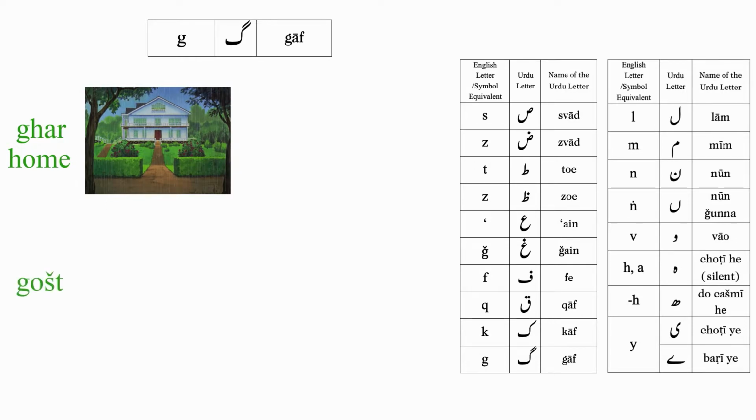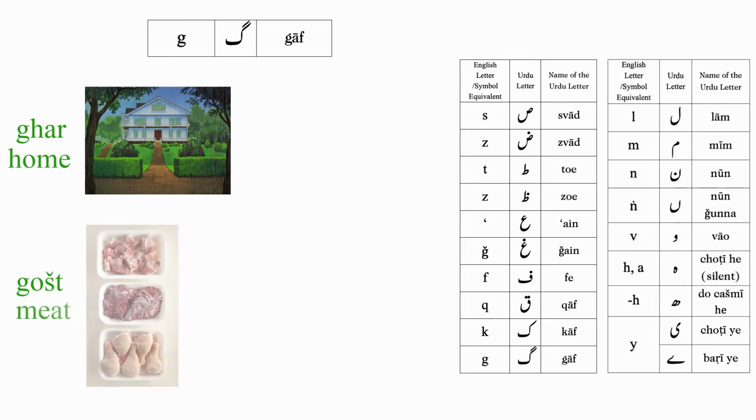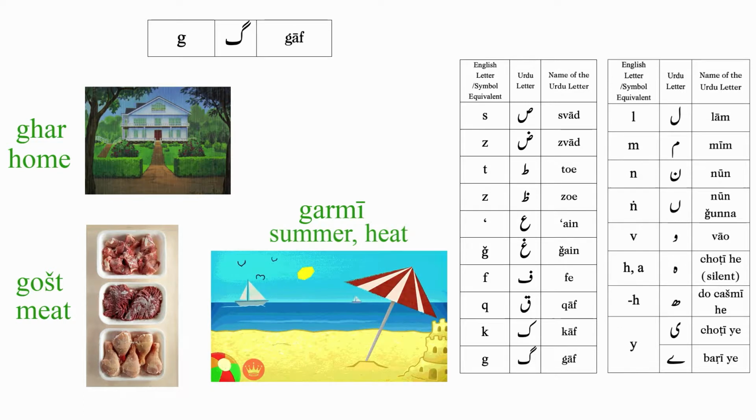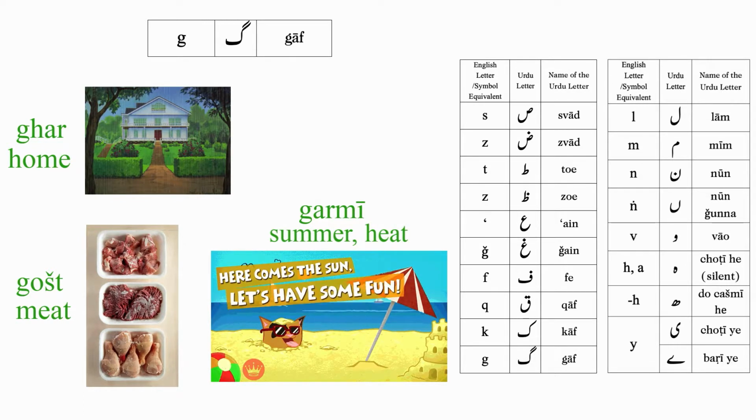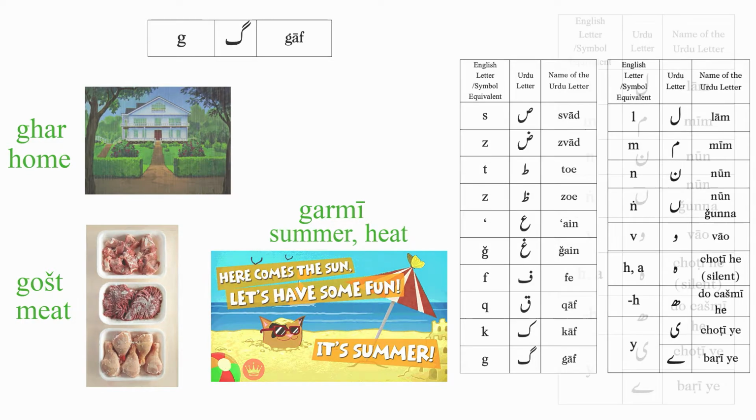Next, gosht. So while the T at the end isn't so prominent, there is a T at the end. It's gosht. And it means meat. Finally, we have garmi. Garmi means warmth or summer. So you may also have a bit of trouble between Gaaf and Kaaf. So be mindful of that.